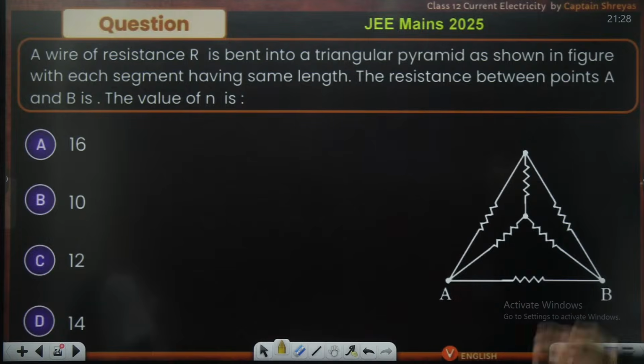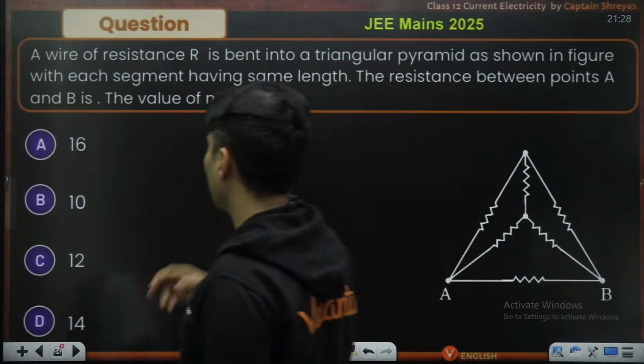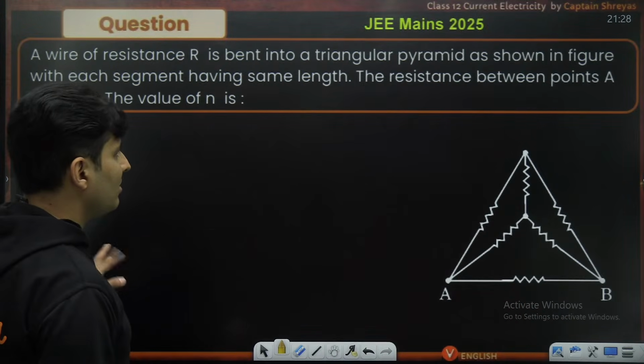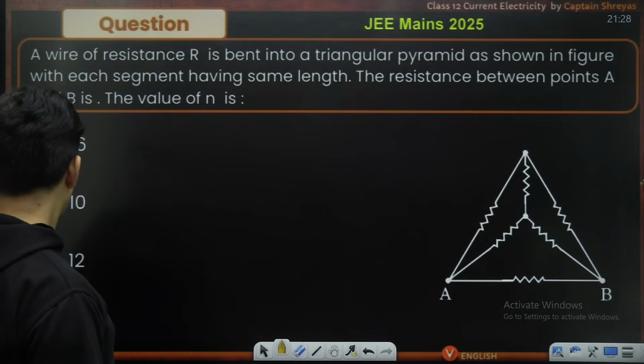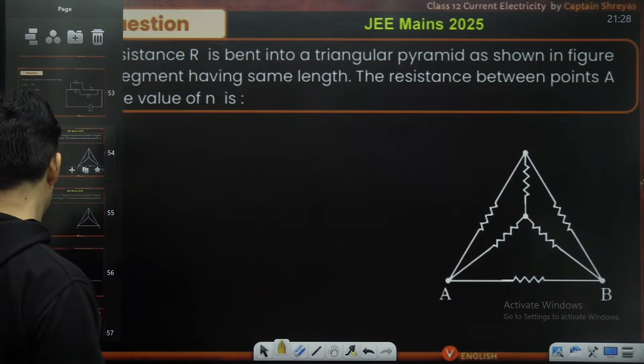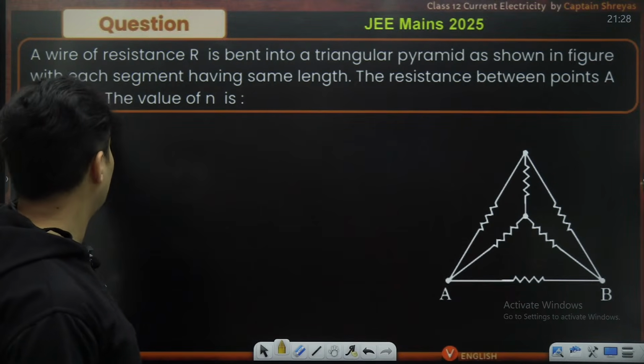The value of N. I think there is some missing part in the question, if I'm not wrong. Maybe the resistance between them is NR or R by N. One of them will be there. I'm not really sure. For just solving the question, I'll solve it, then we'll see the answer. Something is there over here which is not printed.